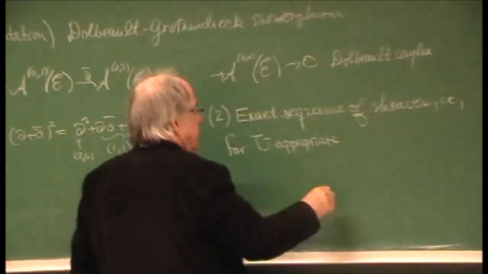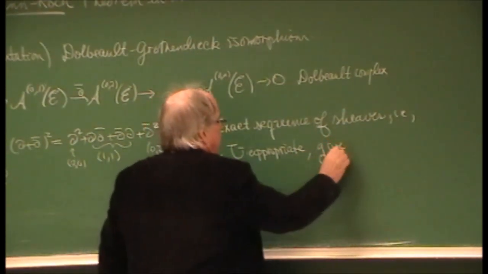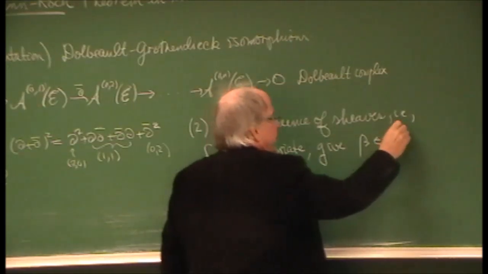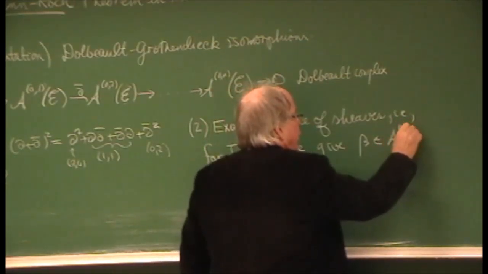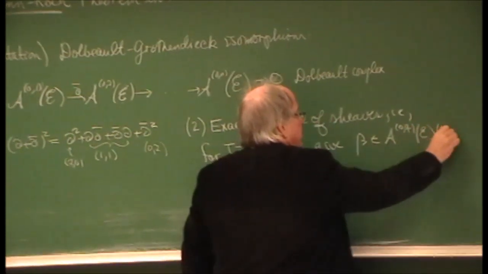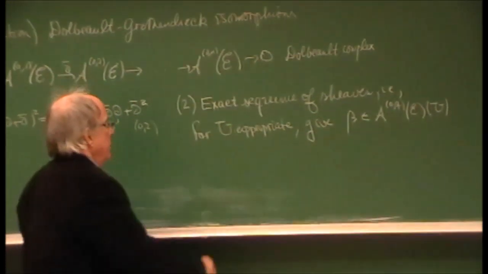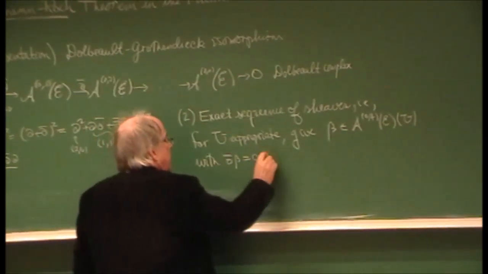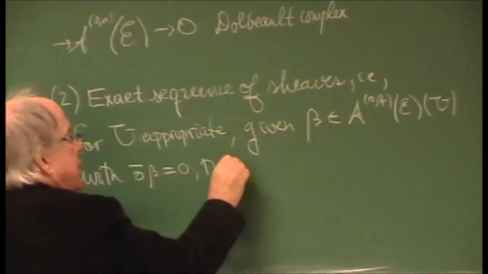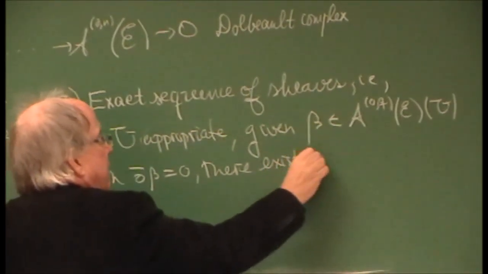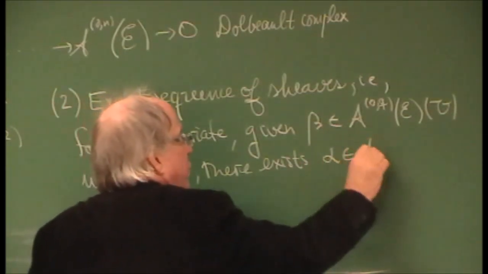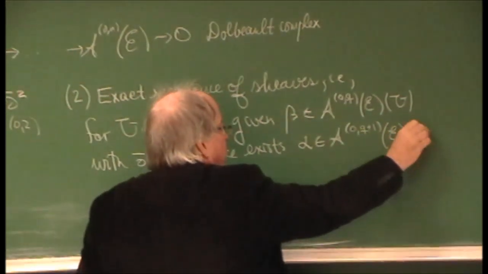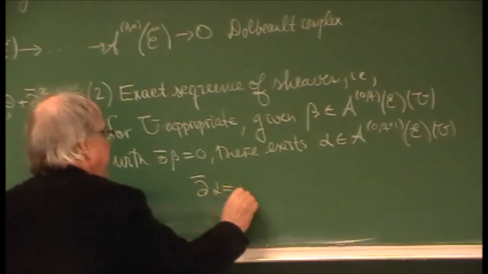So it follows that given a form, say, beta in say a Q form, the coefficients in the bundle on an open set U with d bar beta equals 0, there exists an alpha, a one less form, so a Q minus 1 form, with coefficients in the bundle on U with d bar alpha equal beta.